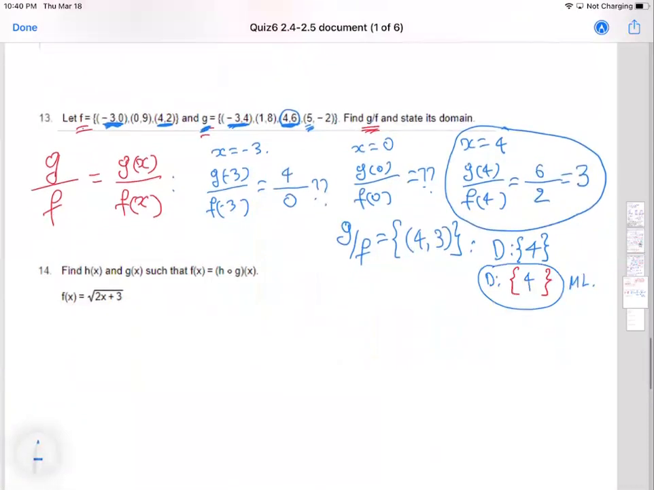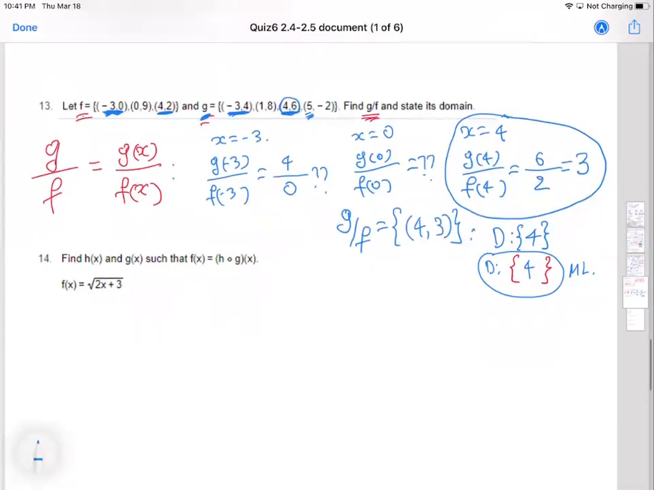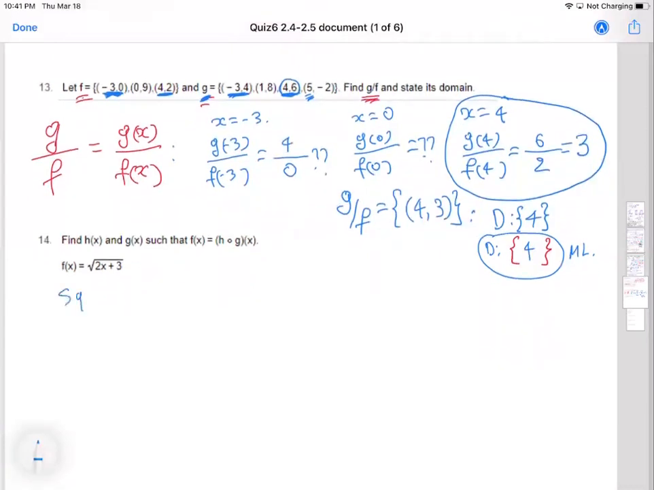Number 14. Find h of x and g of x such that f of x is h composed with g. Okay, so we have a square root function here. And inside the square root, we have 2x minus 3.